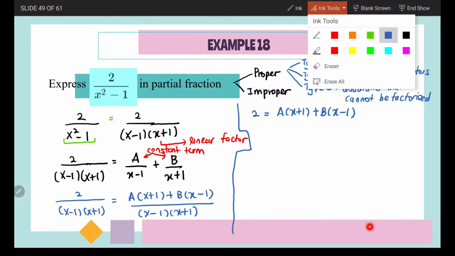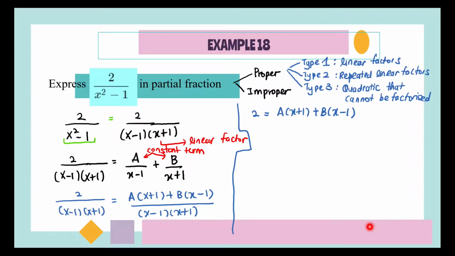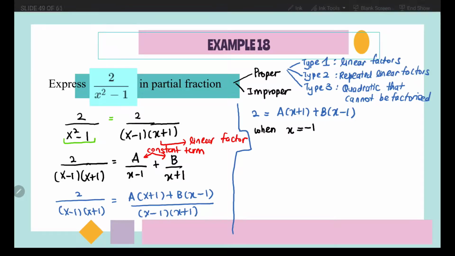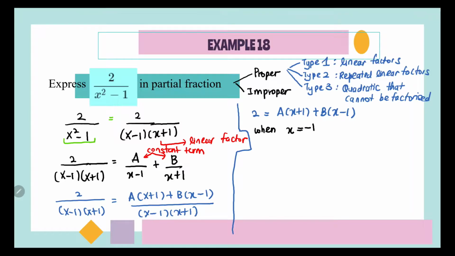Now, our aim here is to find the value of a and b. So we will use the method of substituting proper values of x. I will be using x equals negative 1. What happens when I substitute negative 1? I will make sure that my a becomes 0. So 2 equals negative 2b, which will give us the value of b, which is negative 1.